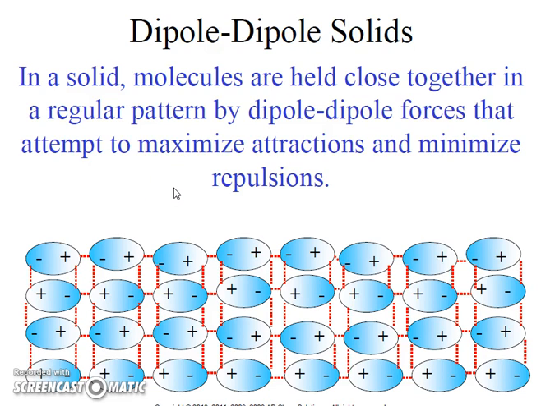Okay. And of course, they're going to arrange that way to minimize any kind of repulsion, because if the two negative ends get near each other, the two positive ends get near each other, they're going to want to push away. All right, so that's a representation of a solid.